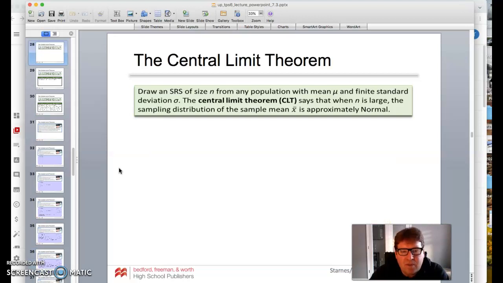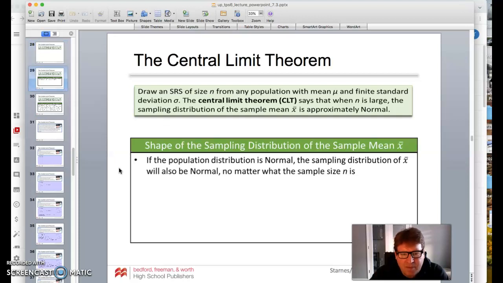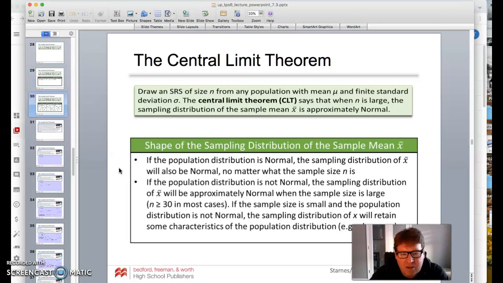Draw a simple random sample of size n from any population with mean mu and finite standard deviation sigma. The central limit theorem, we'll call it the CLT, says that when n is large, when your sample size is large, the sampling distribution of the sample mean is approximately normal. Okay? That's going to be the shape.